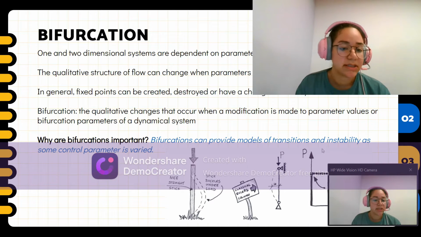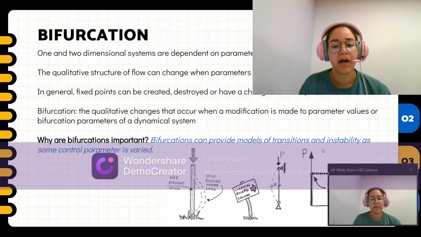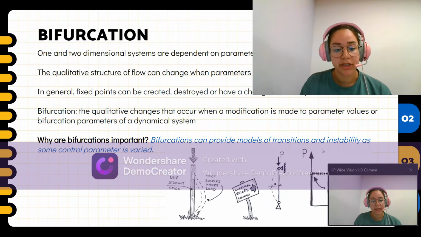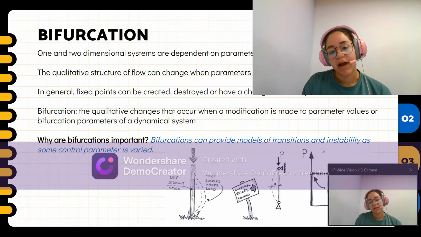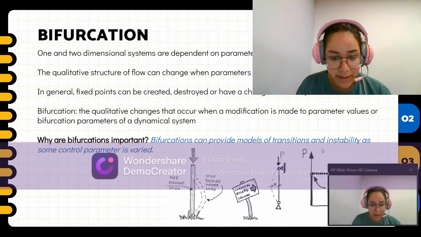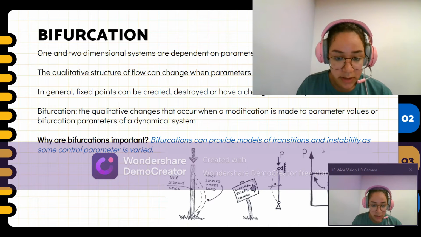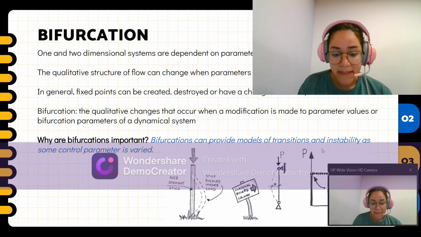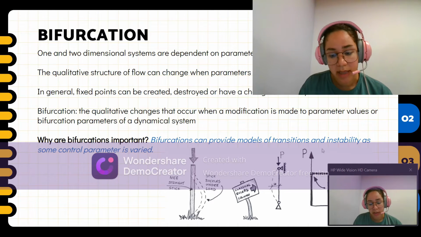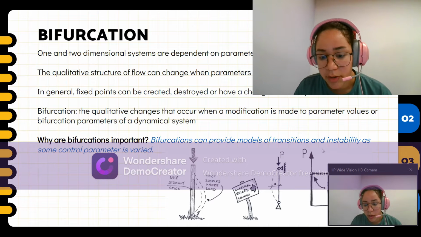So, what is bifurcation exactly? It is a qualitative change that occurs when a modification is made to parameter values or bifurcation parameters of a dynamical system. Why are these bifurcations important? Well, bifurcations can provide models of transition and instability as some control parameter is varied. In the example I have below, there's applied load on a piece of wood, and you can see how it buckles under load, and when you release it, it is nice and straight when it's unloaded. So we can use bifurcation in that example to figure out the curvature or the mu parameter.